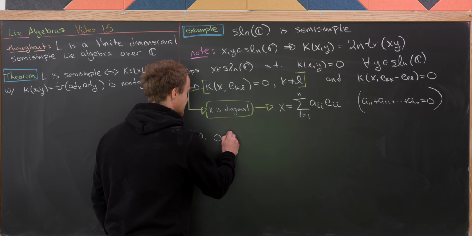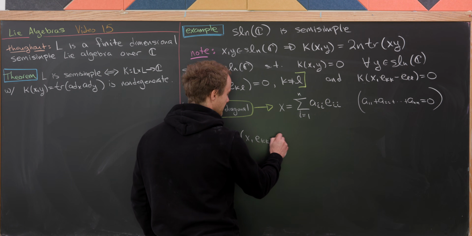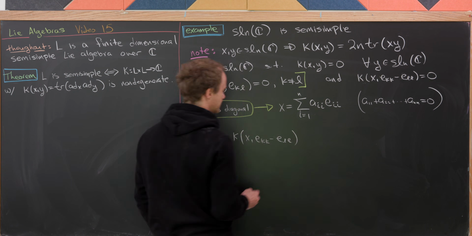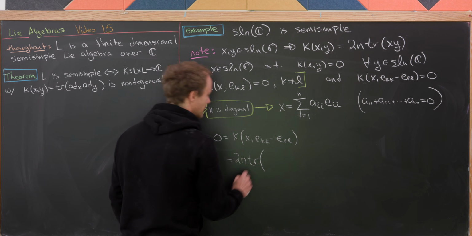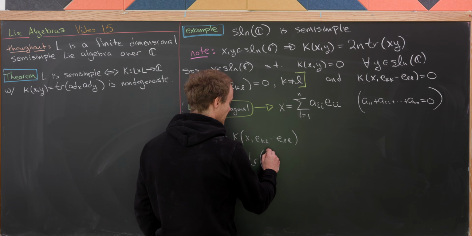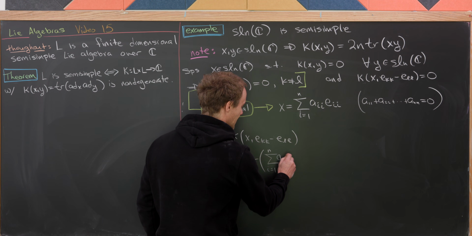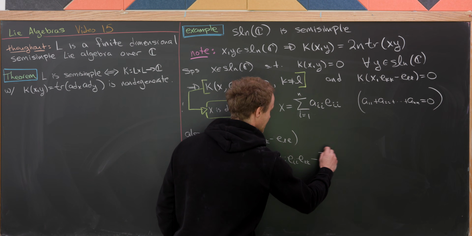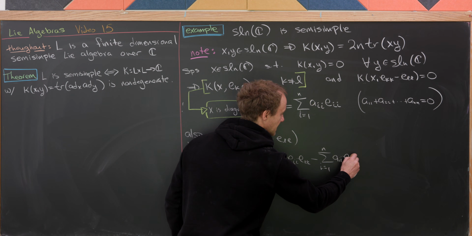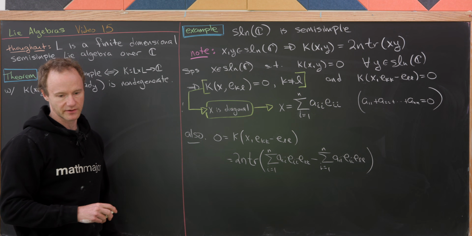So let's see, we'll have 0 is equal to kappa of X and then E_kk minus E_ll. Okay, so now putting this all together, that's going to be 2n times the trace of, so now we're going to have the sum as i goes from 1 to n of a_ii, E_ii, E_kk, and then minus this sum as i goes from 1 to n of a_ii, and then E_ii, E_ll. Again, just kind of pushing everything together.